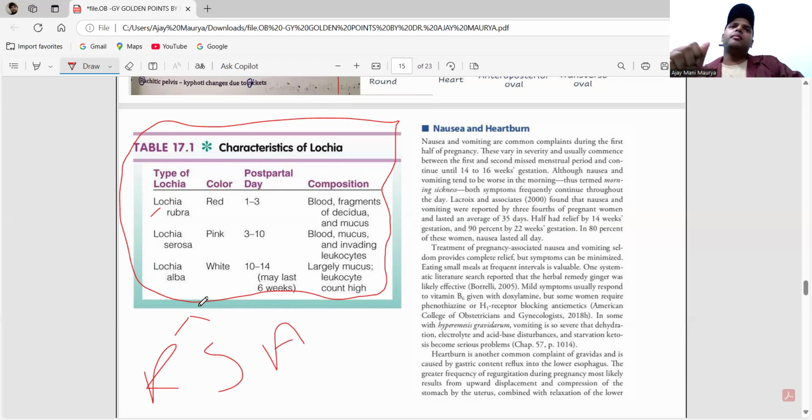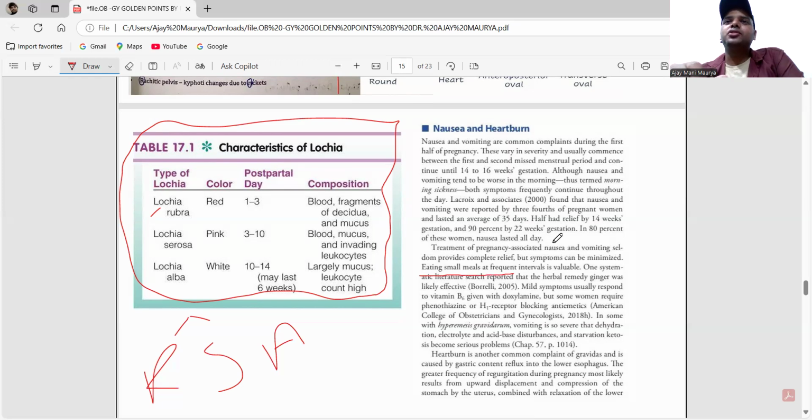Guys, remember there was one question in the last FMGE examination, guys. Pregnancy, nausea and vomiting. Here, guys, remember how can we minimize it? Eating small meals at frequent intervals is advisable.